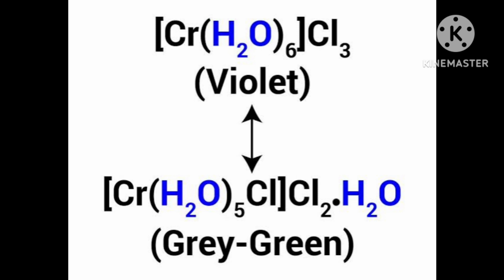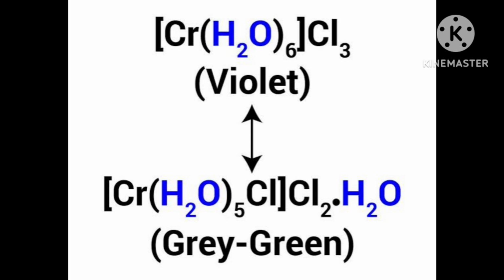Example I am telling you: the aqua complex, chromium H2O whole 6. Chromium H2O whole 6 is in the square bracket, means complex ion, and outside Cl3 is there, the counter ion. Its color is violet. And it's a solvate isomer. Now you can see chromium H2O whole 5: in the beginning it was 6, now it became 5. One H2O went outside and one Cl entered.